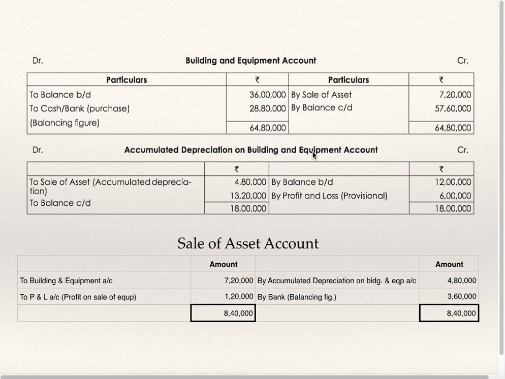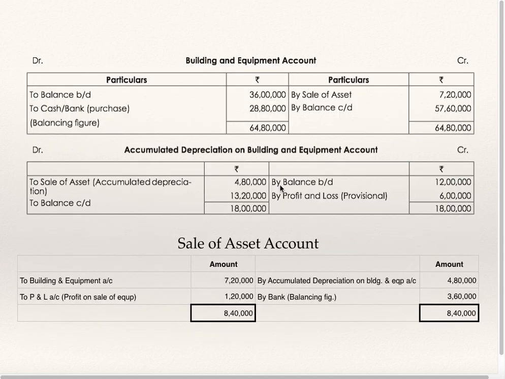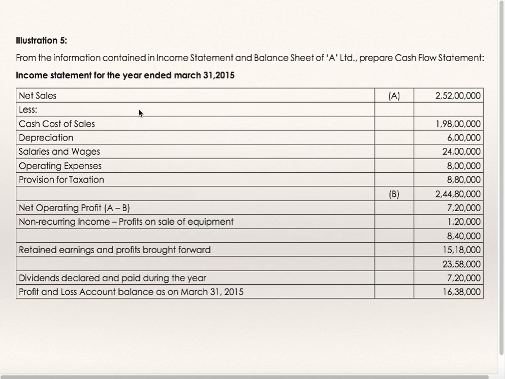Accumulated depreciation on building and equipment account. Again we'll go back to note number 1. Accumulated depreciation opening is 12 lakhs, closing is 13 lakhs 20,000. By balance brought down 12 lakhs, to balance carried down 13 lakhs 20,000. Depreciation charged during the year to profit and loss account is 6 lakhs. This you will get in income statement. See, depreciation is debited 6 lakhs.